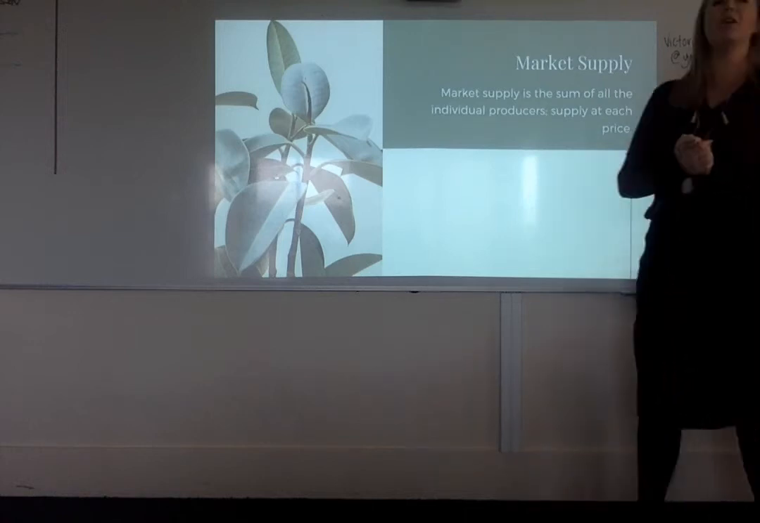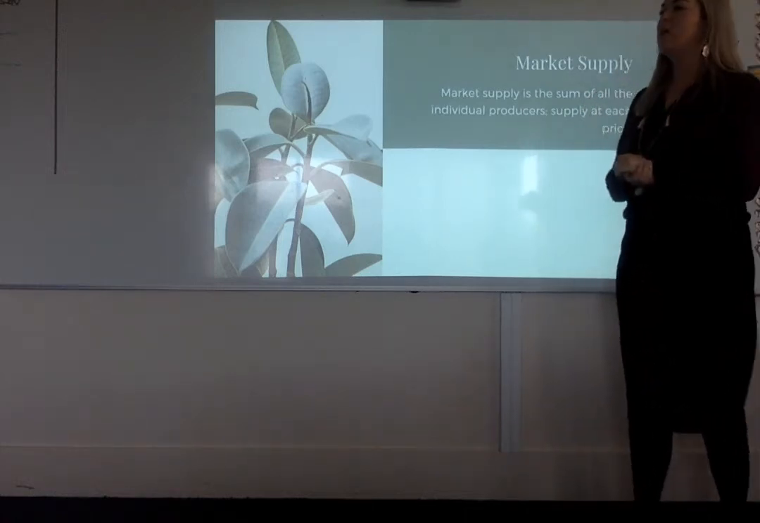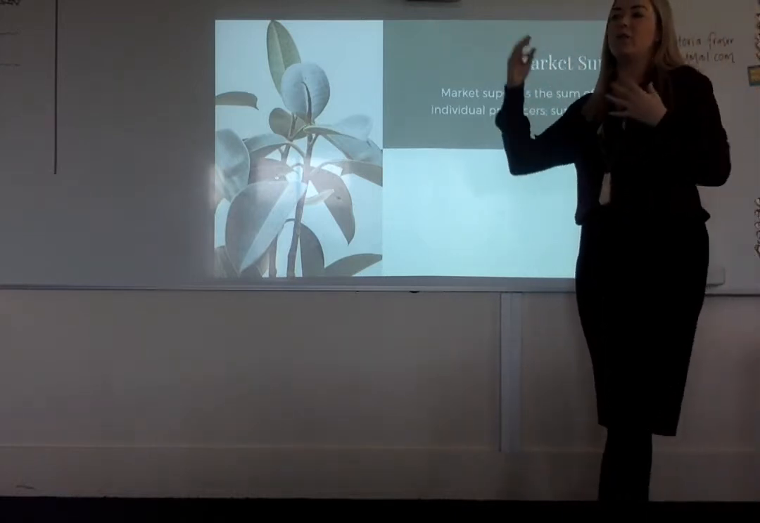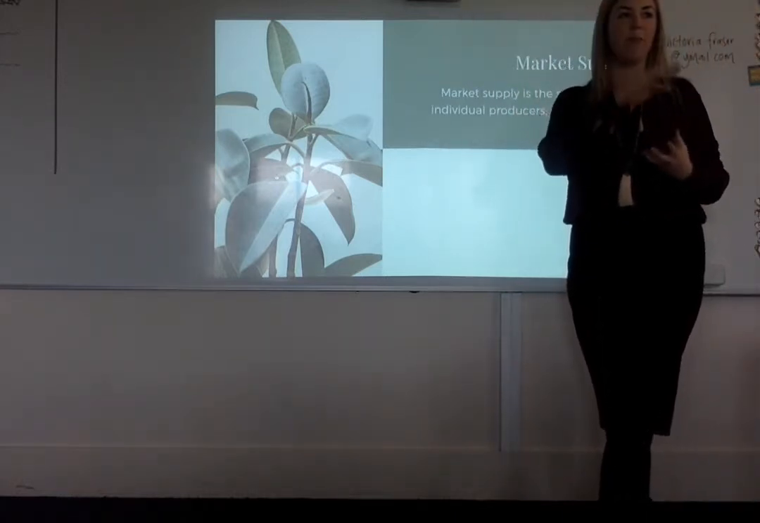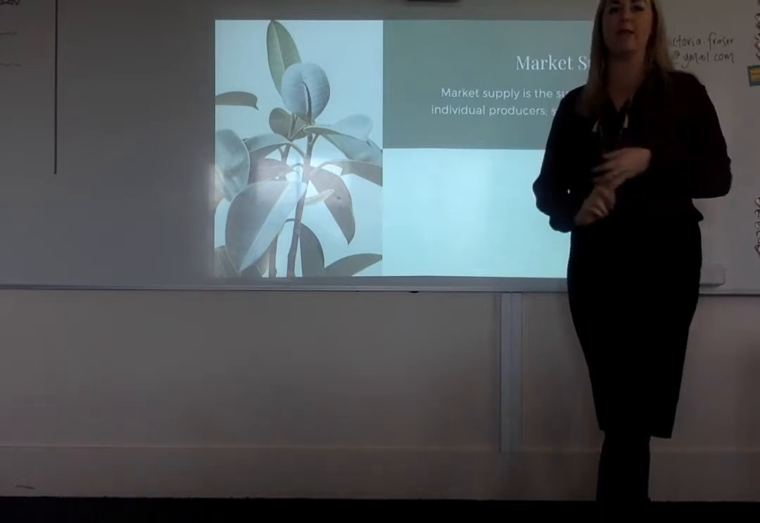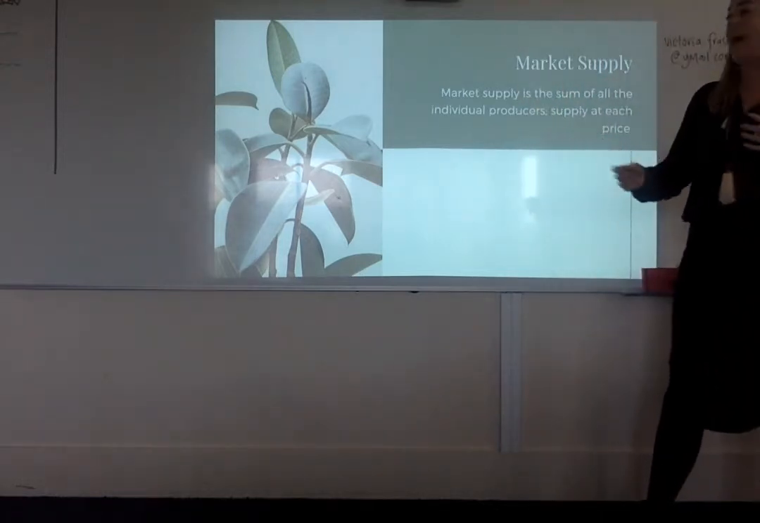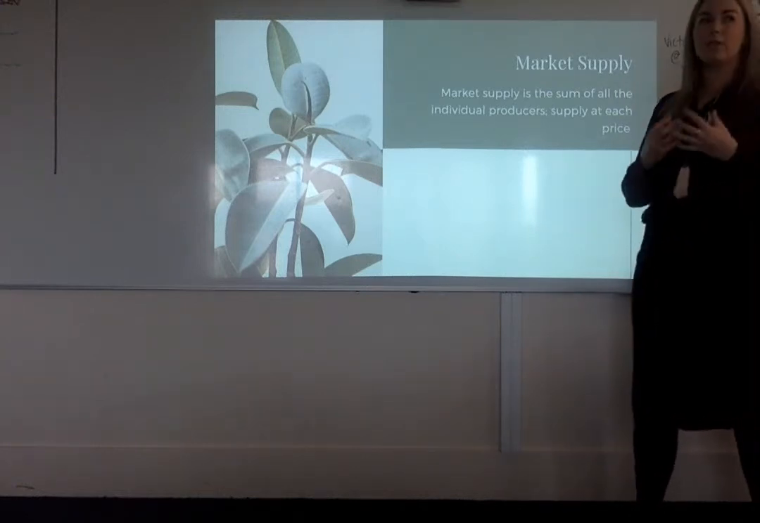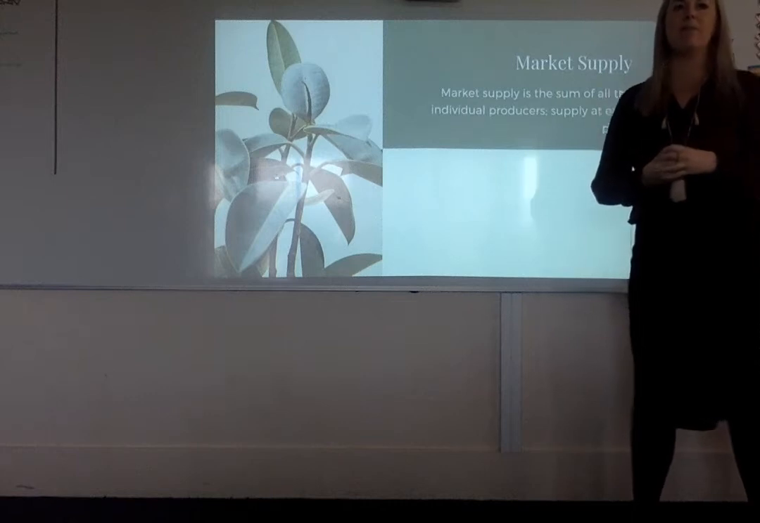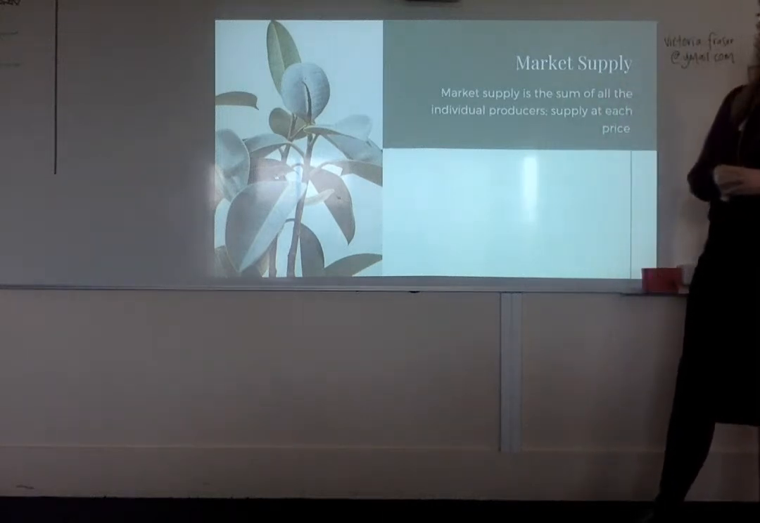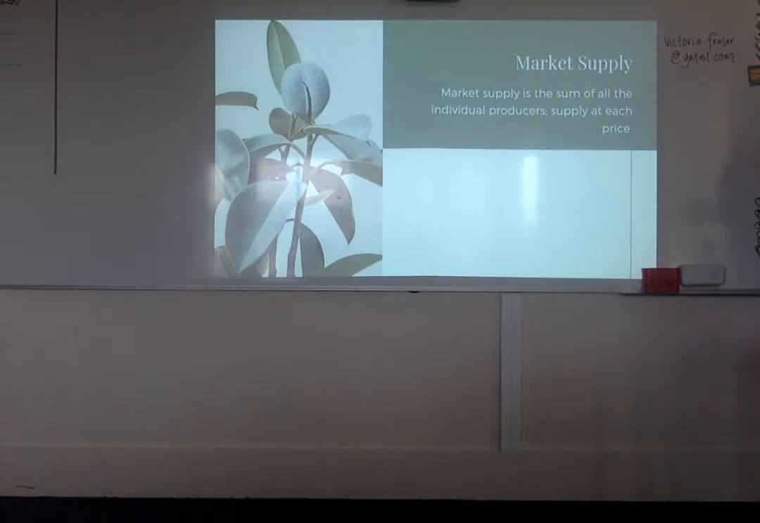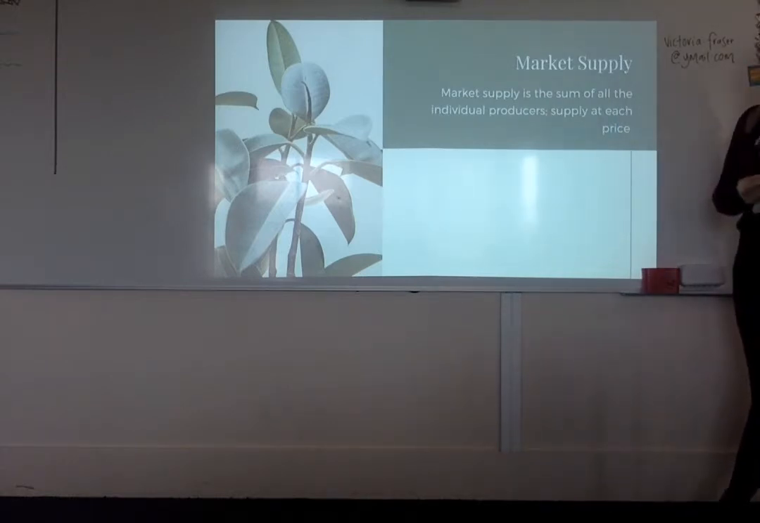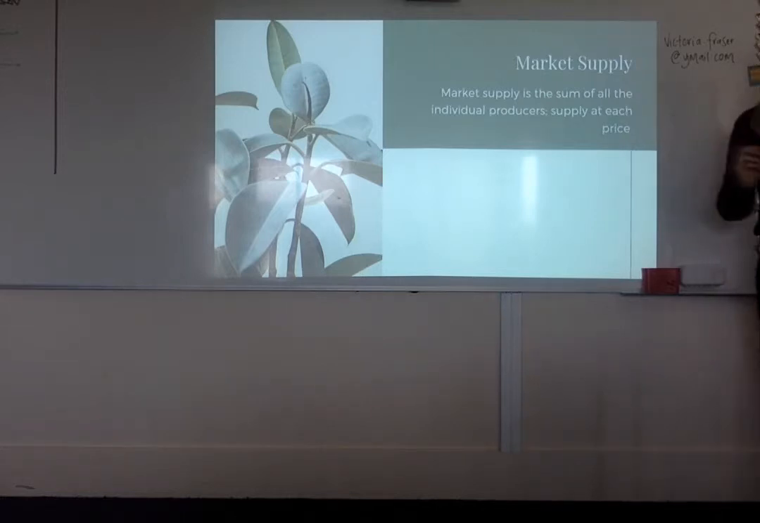Okay, so the next part we're going to look at is market supply. We just looked at market demand, which is summing all the individual demands together at certain prices. Similar concept for supply. We are adding up all of the individual producers' supply at particular prices. So market supply is the sum of all the individual producers' supply at each particular price point.